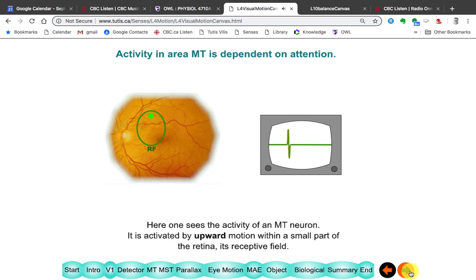The other thing about MT is that it's sensitive to attention. Here we see this dot moving. Probably I should have drawn a line, but imagine the edge of this dot is a line that's activating this cell. And you can see that when the dot moves down, there's really not much activity coming. But when the dot moves up, the activity increases.